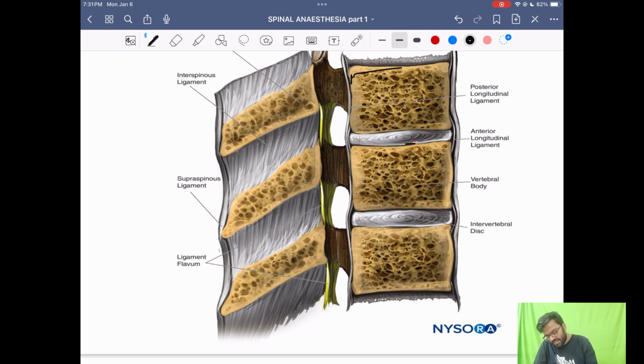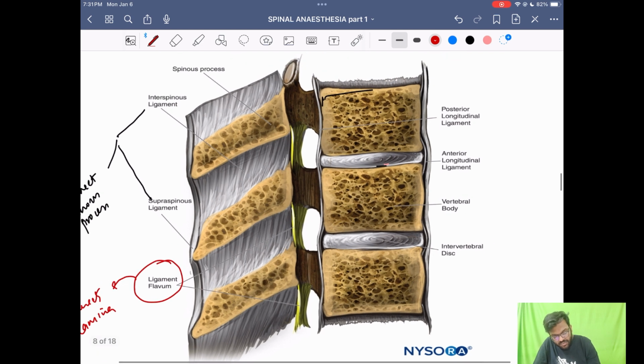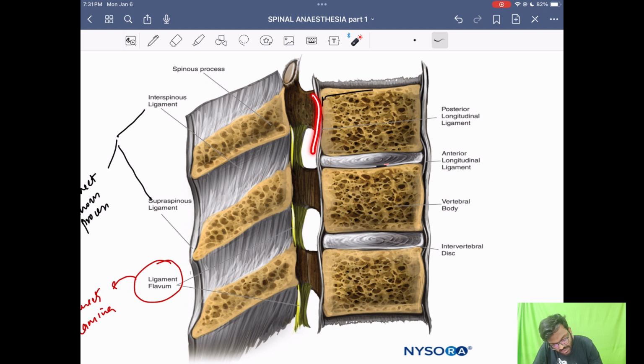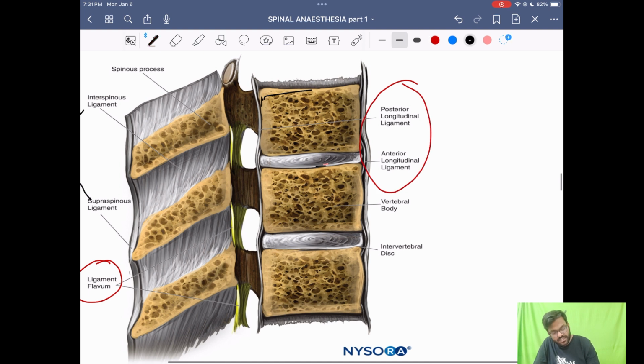The supraspinous and interspinous ligaments connect spinous processes. The ligamentum flavum connects laminae, and then we can see there are two more ligaments. This is the posterior longitudinal ligament, and this is the anterior longitudinal ligament. What do these two ligaments do? These two ligaments bind the vertebral bodies together.